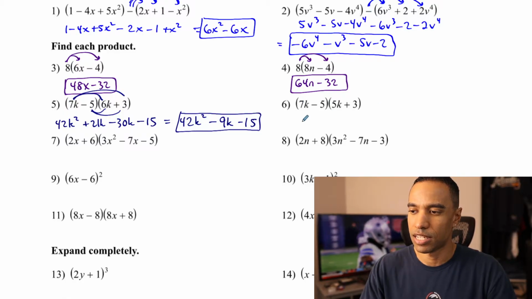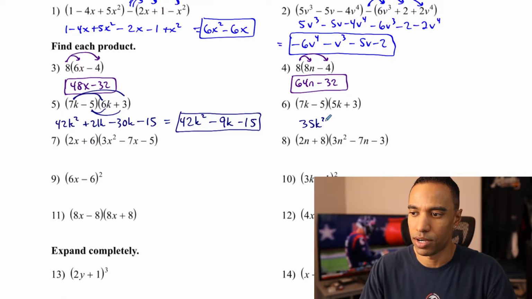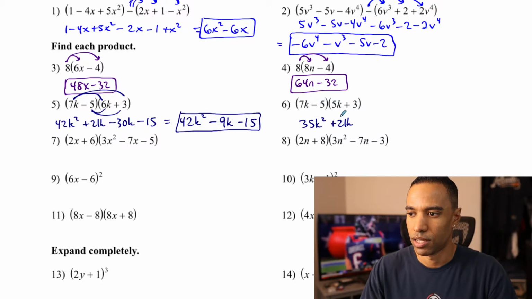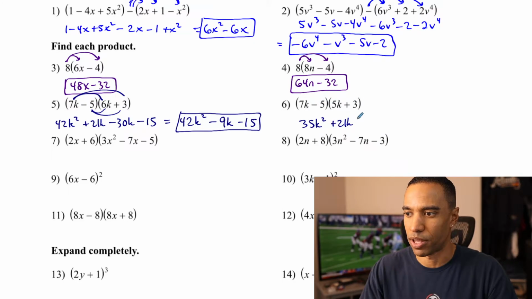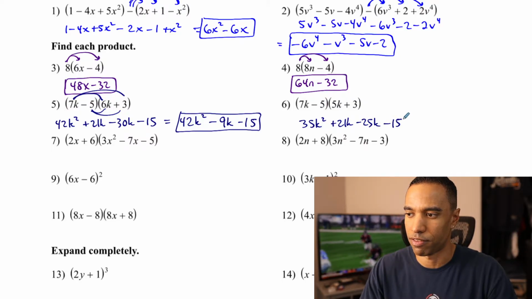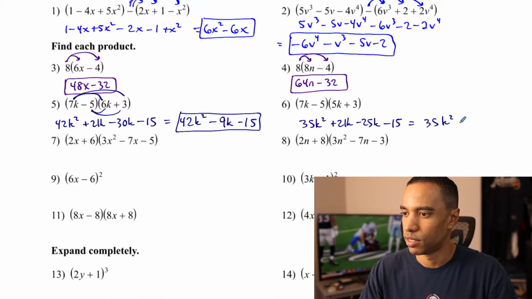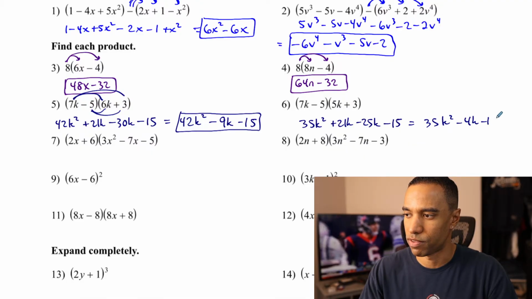Same thing here, 7k times 5k will give me 35k squared. Then I have plus 21k, and then once again a negative 5 multiplying, so negative 25k here, and then negative 5 times 3 is negative 15. And that'll give me 35k squared minus 4k minus 15.